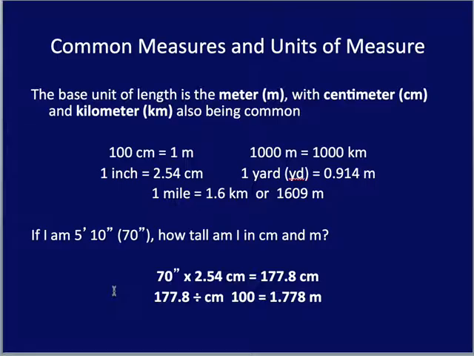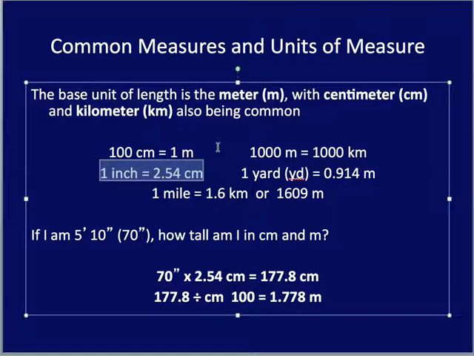Now, looking at length, it's going to be expressed in either meters or centimeters, which is a hundredth of a meter, and kilometers. And here's our second conversion. A lot of times we'll see measurements in inches, and we need to be able to convert that into centimeters. So for every inch, there's 2.54 centimeters. So if we had 2 inches and we wanted to figure out how many centimeters that was, just multiply by 2.54.